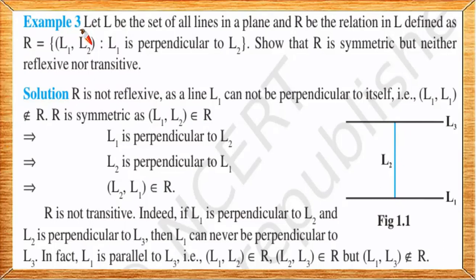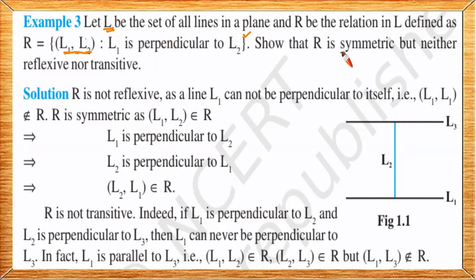Now here, example 3. Let L be the set of all lines in the plane and R be the relation in L defined as R = {(L1, L2): L1 is perpendicular to L2}. So it is the relation defined on the set of all lines in a plane. So L is a set. We can say R is a relation defined on the set L containing all the ordered pairs in which L1 is perpendicular to L2.